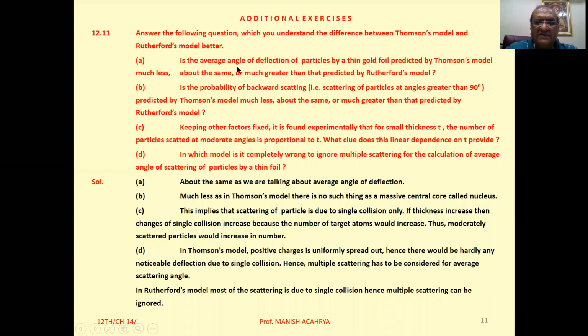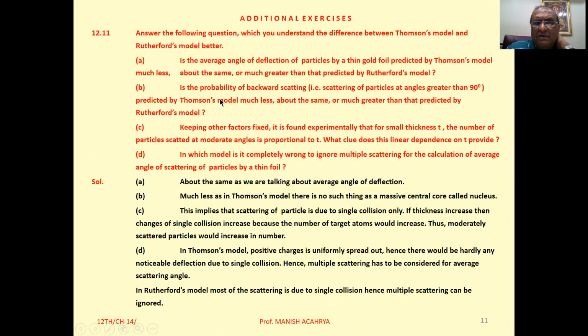A. Is the average angle of deflection of particles by a thin gold foil predicted by Thomson's model much less, about the same, or much greater than that predicted by Rutherford's model? It will be about the same. Why can we say it is about the same? Because here we are talking about average angle of deflection. So when we are averaging this particular value, then it will be about the same.